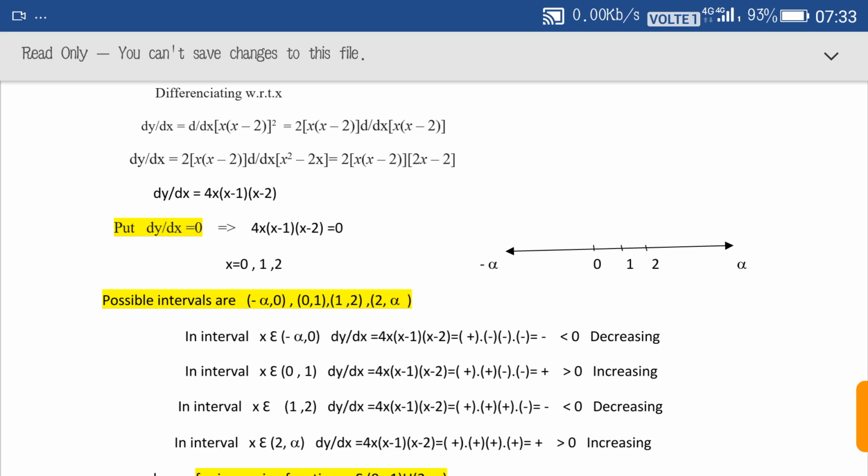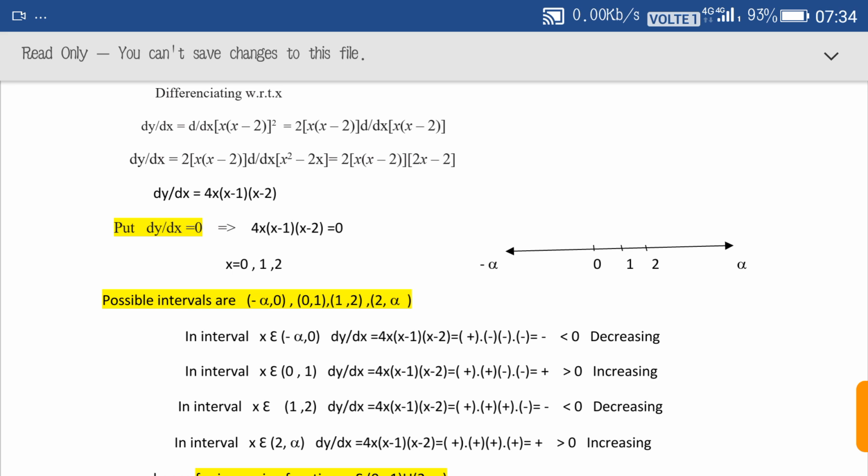4 is positive, but x will be negative because x is less than 0. x − 1 will also be negative, and x − 2 will also be negative. Thus we get positive, negative, negative, negative, so the result will be negative, which is less than 0. So the function is decreasing in this interval.